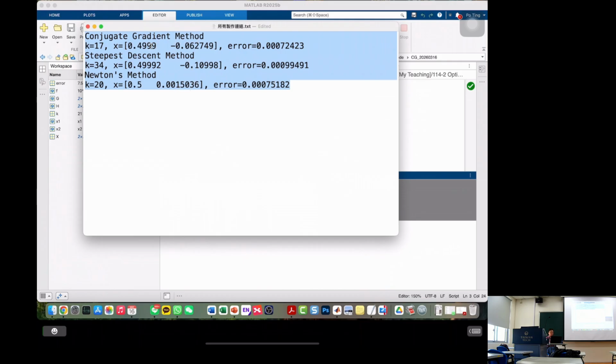The number-wise, you can see it looks like Newton's method was able to find it even closer. Okay? But numerically, they are having the same level of error. And conjugate gradient even used fewer iteration numbers to find the solution.